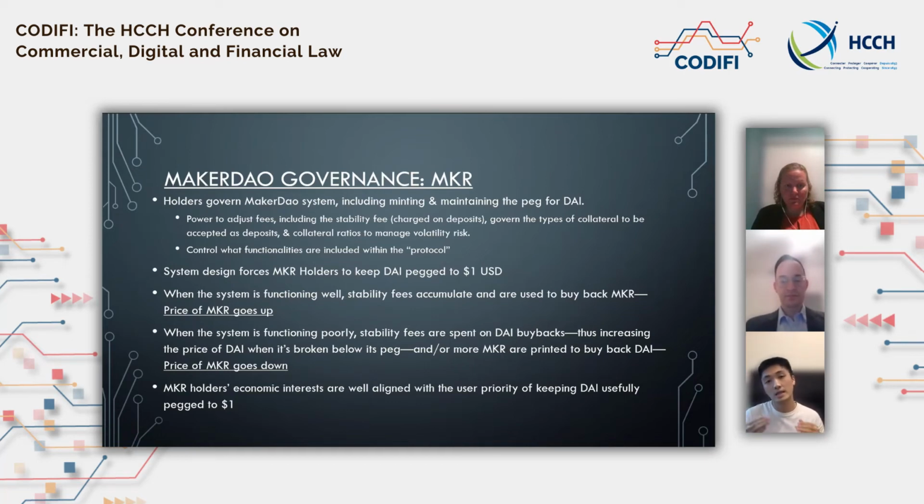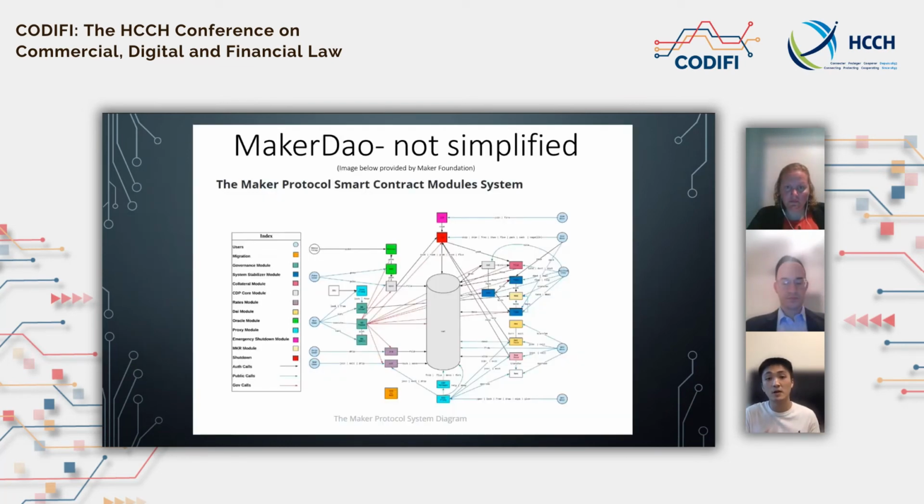For example, let's say that there's an oversupply of DAI. The price would drop below 1 USD, and then MKR holders would vote to increase the stability fee. And this incentivizes DAI holders to pay back their debt, or at least part of their debt in DAI and interest in MKR. And so if this happens, the DAI is burnt, which takes it out of circulation. And this decreases the supply of DAI, which then drives the price back to 1 USD.